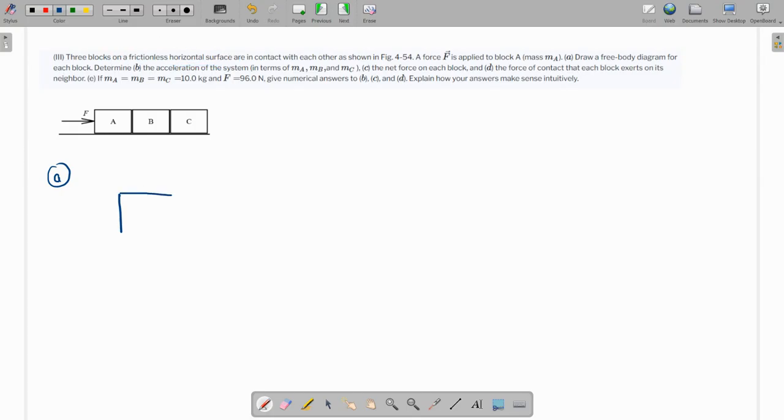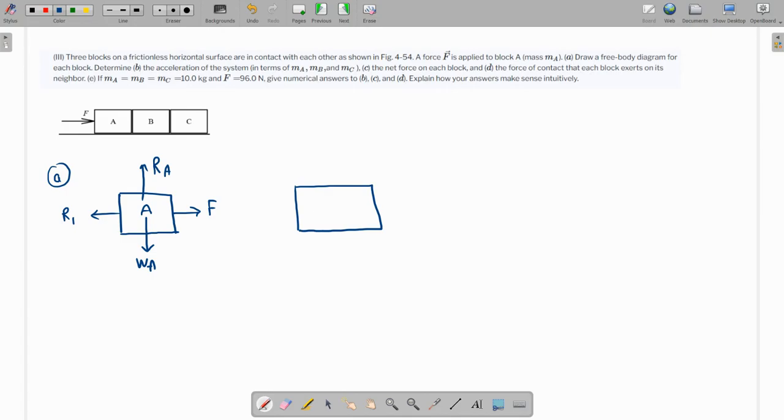Let's talk about block A. For block A, we have the weight of A, we have the reaction force of A due to the floor, and we have this force F which is acting on A, and there would be a reaction force, let's call it R1, between block A and block B. So this is for block A.